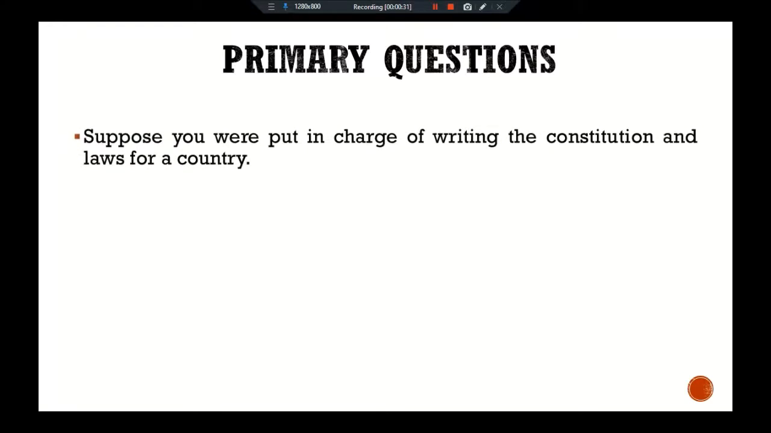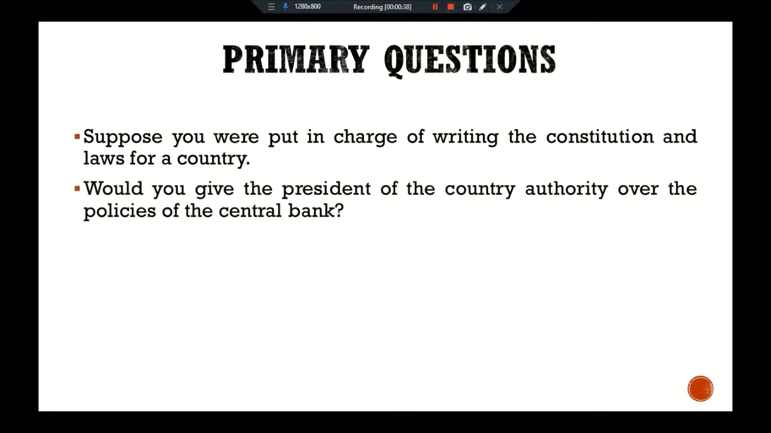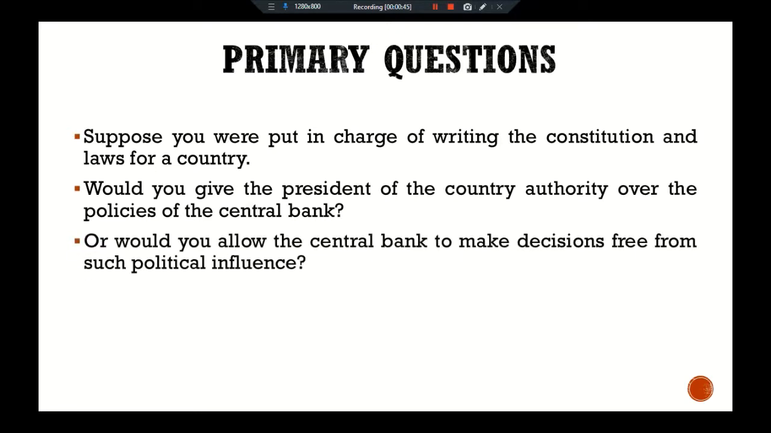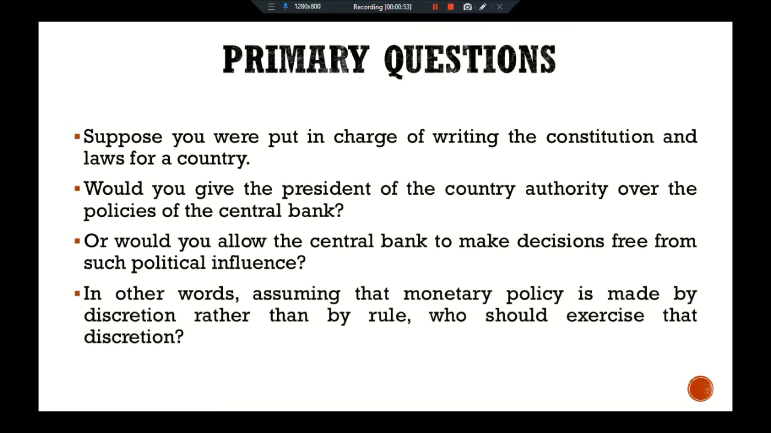Suppose you were put in charge of writing the constitution and laws for a country. Would you give the president of the country authority over the policies of the central bank? Or would you allow the central bank to make decisions free from such political influence? In other words, assuming that monetary policy is made by discretion rather than by rule, who should exercise that discretion?